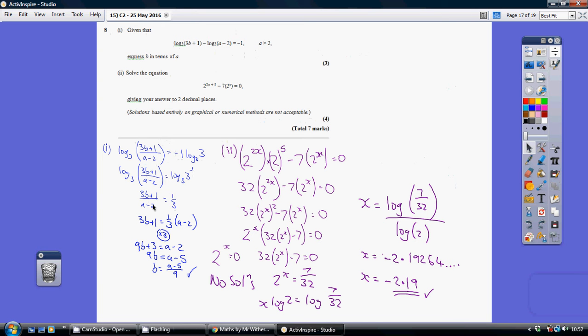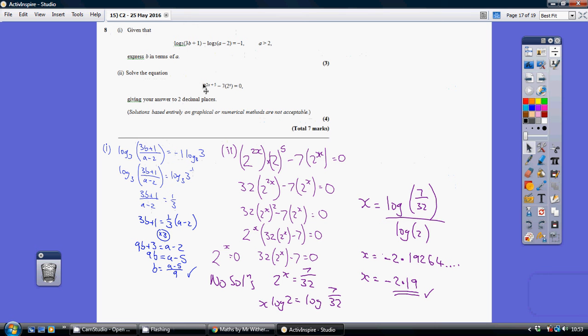So then multiplying both sides by a minus 2, we get this, and multiplying both sides by 3, we get this. The question requires us to express b in terms of a, so we want b as the subject. So taking away 3 from both sides and dividing by 9, we get b equaling a minus 5 all over 9.